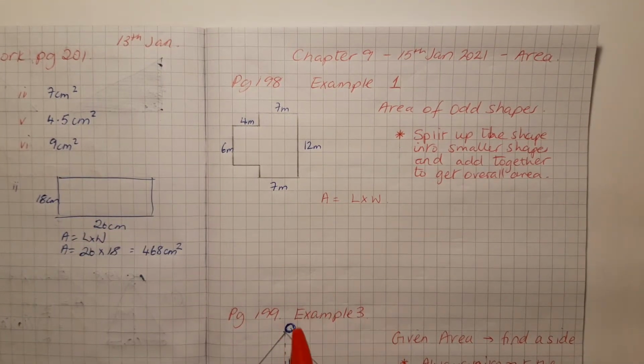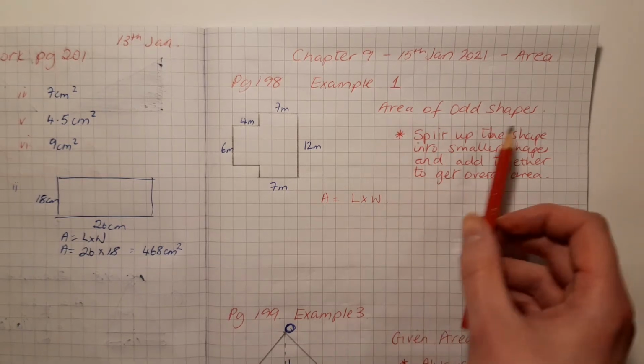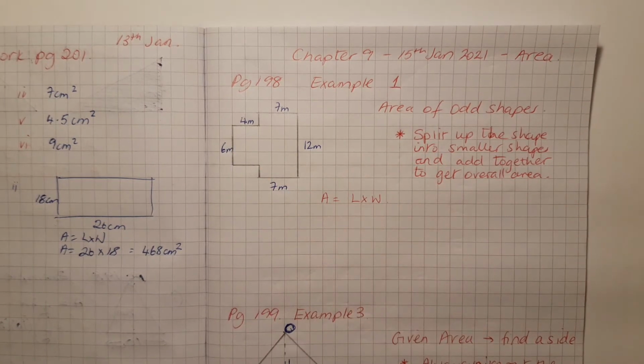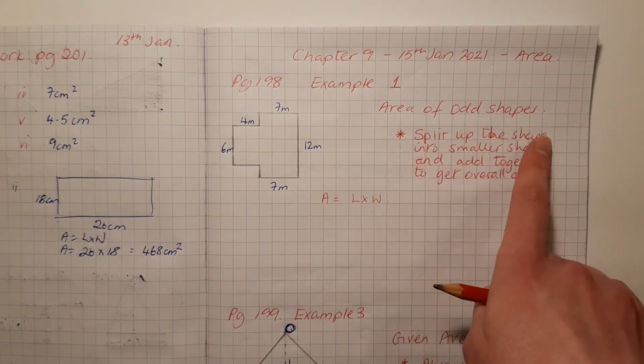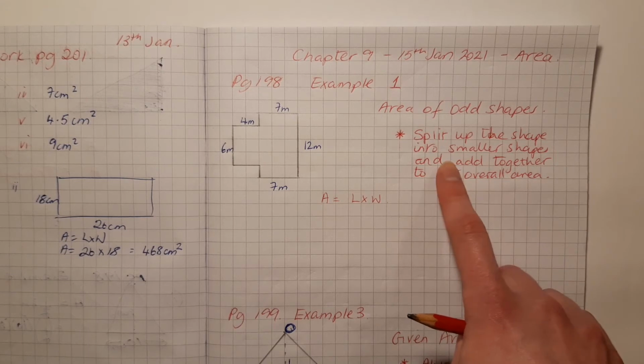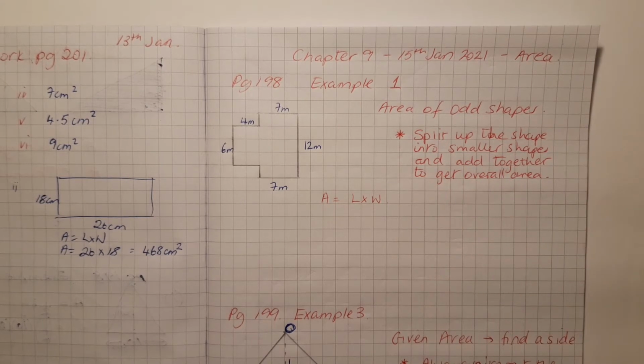So, in this question, you have an odd shape. It is made up essentially of two rectangles. So, I'm trying to calculate the area of this entire shape. The key thing to do with it is split up the shape into smaller shapes, get the area and add them together to get the overall area.